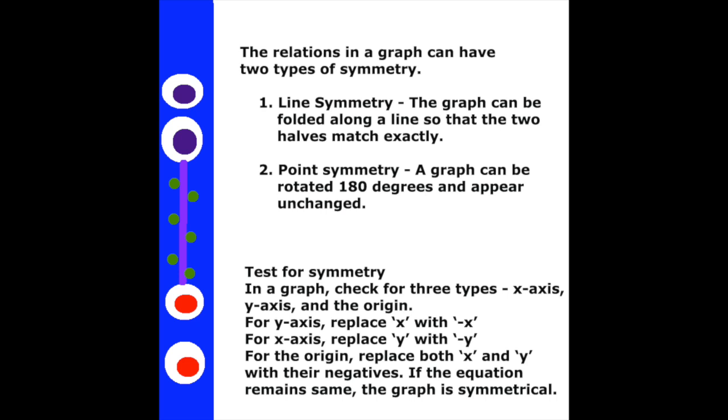Test for symmetry. In a graph, check for three types: x-axis, y-axis, and the origin. For y-axis, replace x with negative x. For x-axis, replace y with negative y. For the origin, replace both x and y with their negatives. If the equation remains the same, the graph is symmetrical.